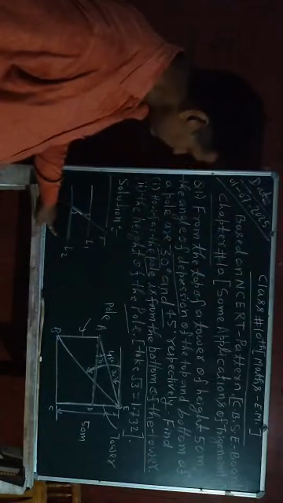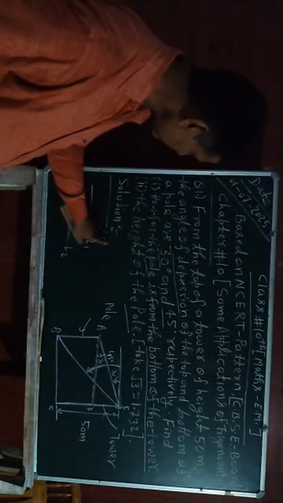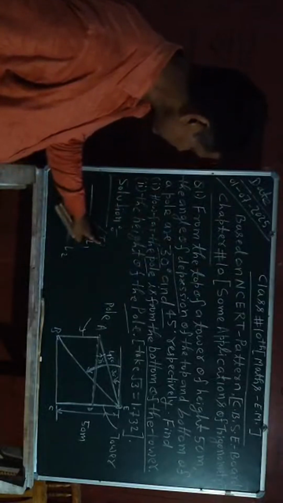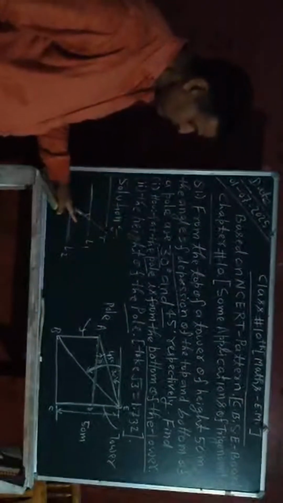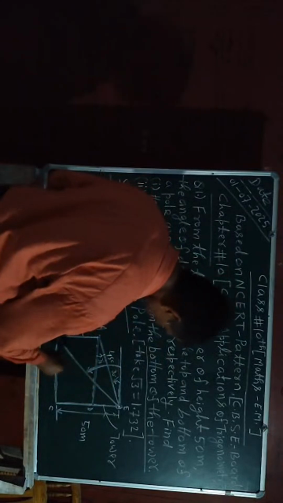Similarly, if L1 line and L2 line are parallel to each other, and one line, whose name is transversal line, is intersecting both lines, then alternative angles will be equal. So again you see this angle and this angle. Here I am also getting a Z form. So this angle will be equal to this angle. This angle is 45 degrees, so this angle will also be 45 degrees.